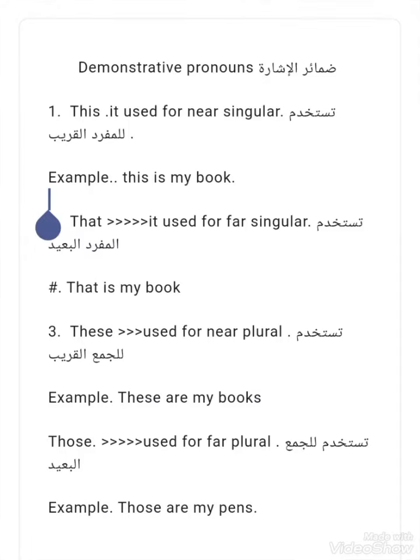We'll learn today about demonstrative pronouns. First of all, here we have "this." "This" is used for near singular. Example: This is my book.